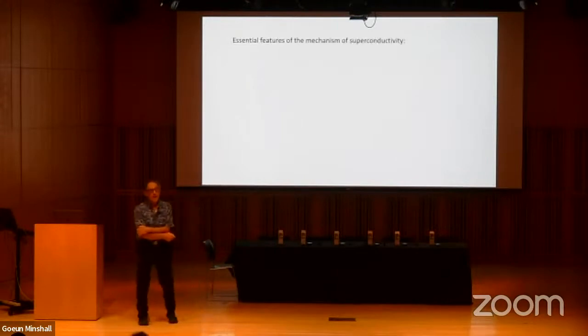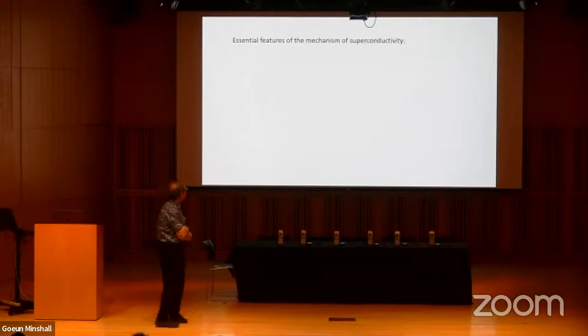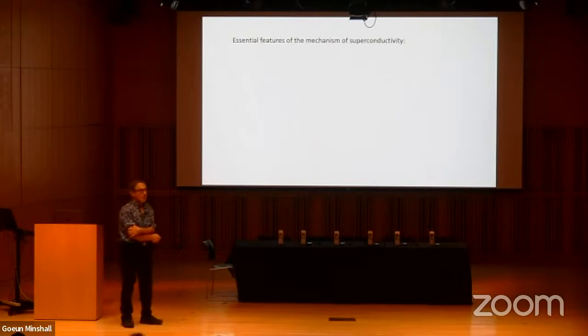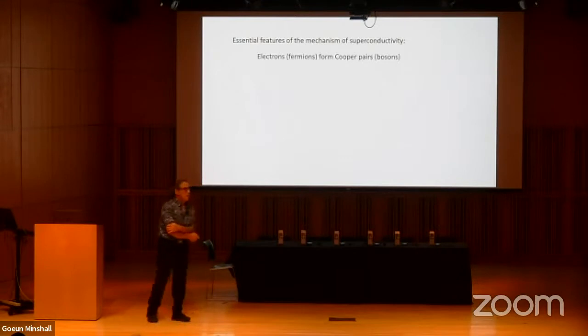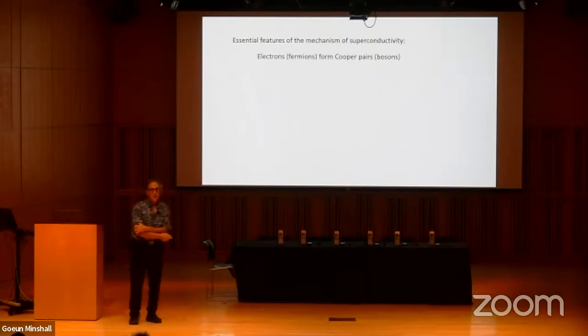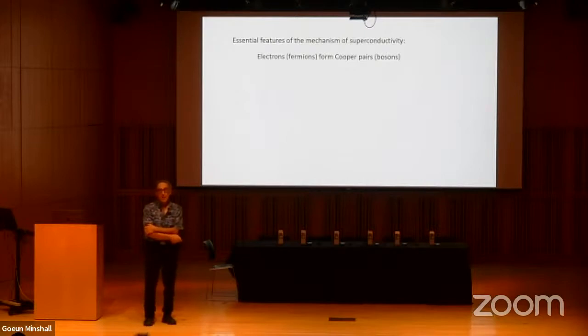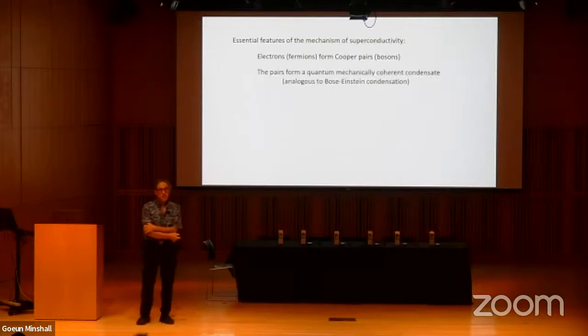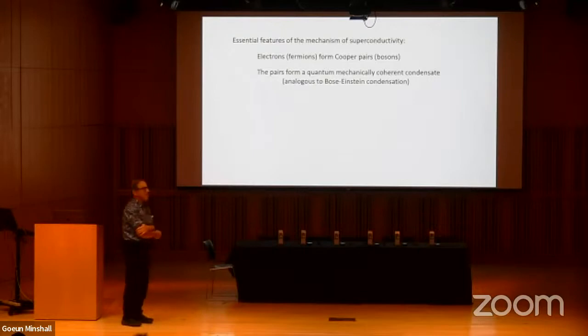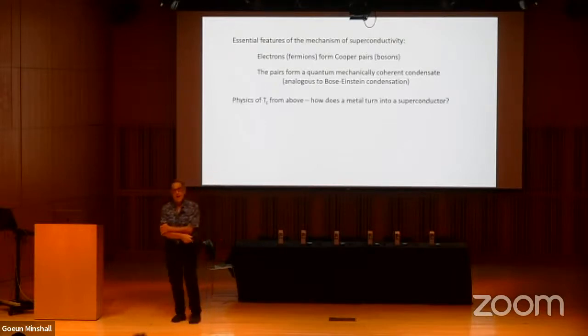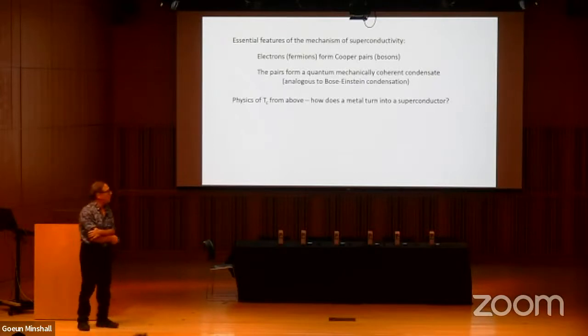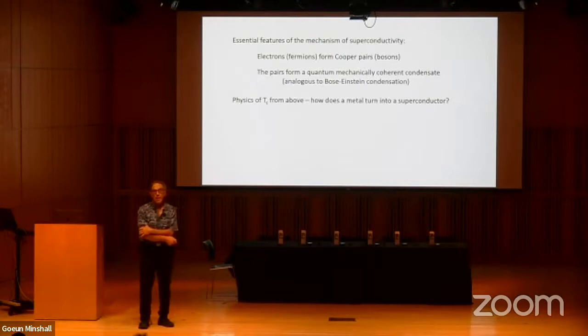Let me remind you, I hope I'm reminding you, of the essential features of how a fluid of electrons becomes a superconductor. The electrons are fermions. They form Cooper pairs, which in some sense are bosons. So that's one important feature: how do the fermions become bosons? And then those bosons, in some sense, condense in a way that's analogous to Bose-Einstein condensation to form a quantum mechanically coherent condensate. Those are the two features of a superconducting state. The usual way people address the issues of the mechanism of superconductivity is approaching the problem from above, that is, from temperatures above TC, and asking themselves, how does a metal turn into a superconductor?